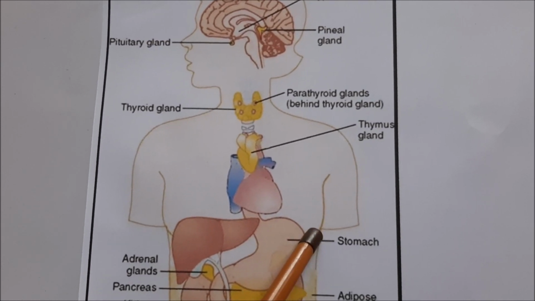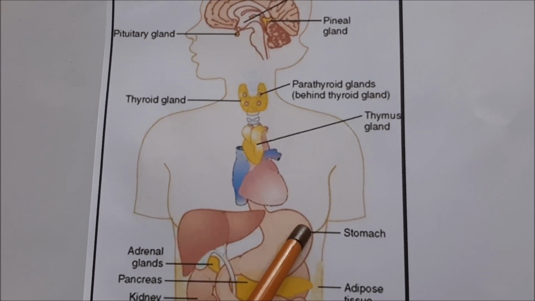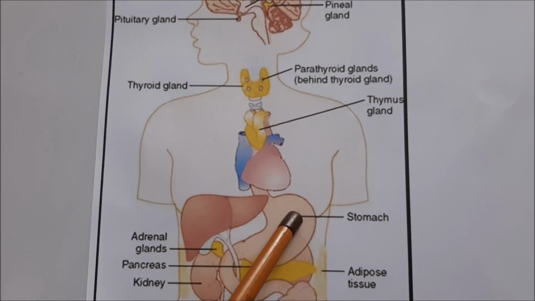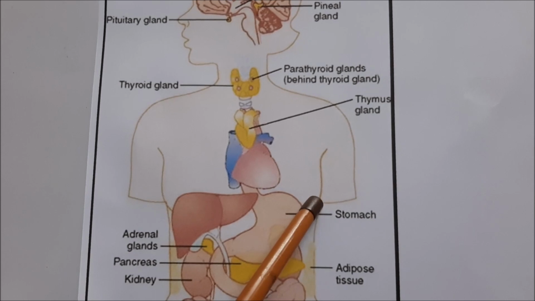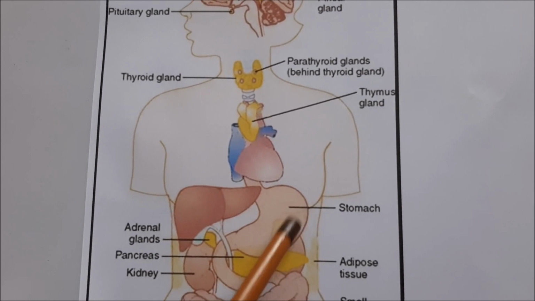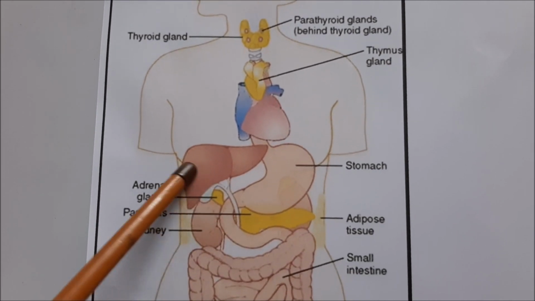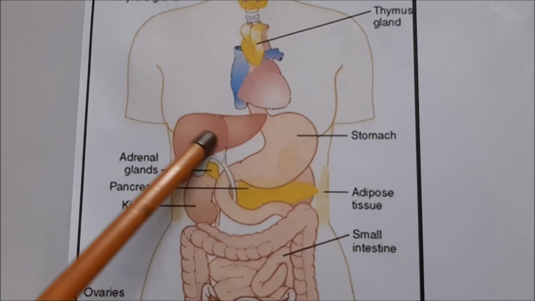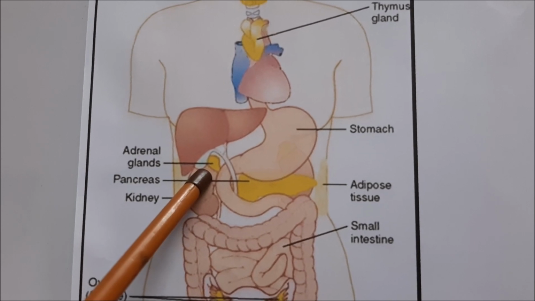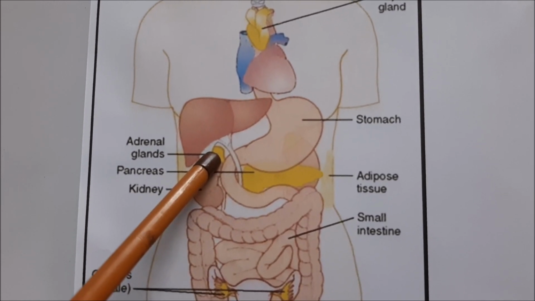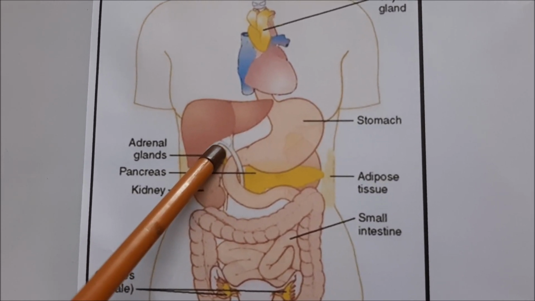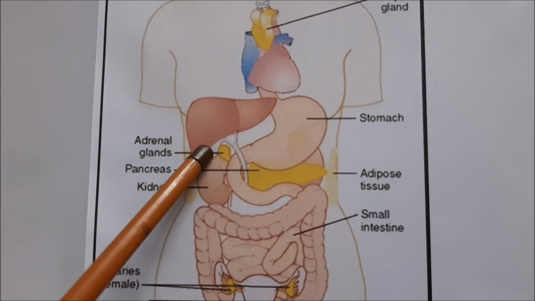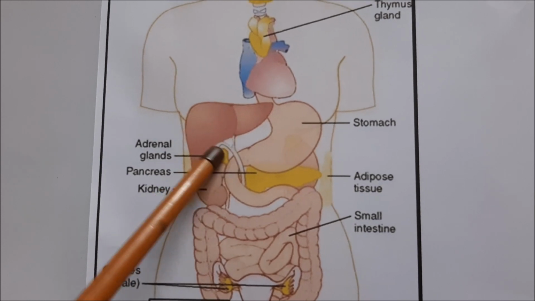Now come to the stomach. The stomach has a hormone called gastrin. It is also chemically a peptide, and it increases the secretion of hydrochloric acid. Now come to the adrenal gland. The adrenal gland has 2 parts, the adrenal cortex and the adrenal medulla. The adrenal medulla secretes the hormones epinephrine and norepinephrine. Epinephrine and norepinephrine have effects on the cardiovascular system and other effects.